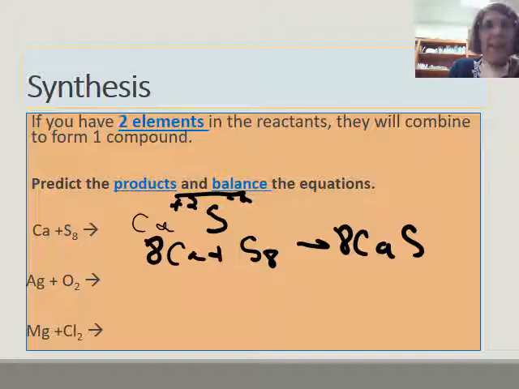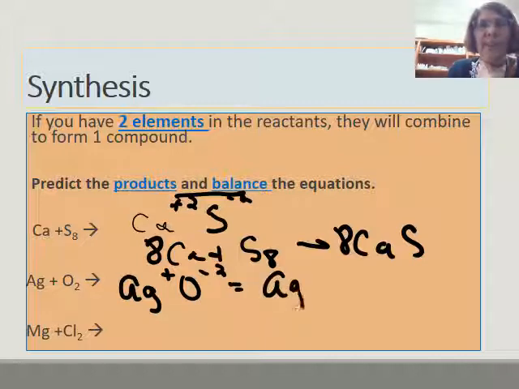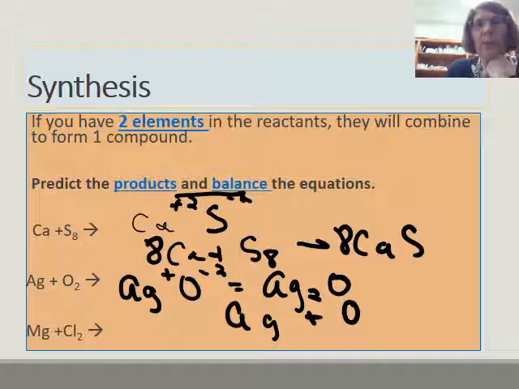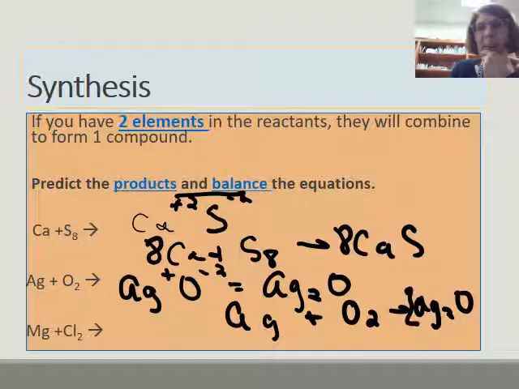Again, we have to put the elements together. This is +1, oxygen is -2. We crisscross our charges, that does not change. So it's Ag2O. So we have Ag plus O2 makes Ag2O. We have 2 oxygen, so I'm going to have to put a 2 there, but that makes 4 silver, so I'm going to put a 4 there, and that should be balanced.